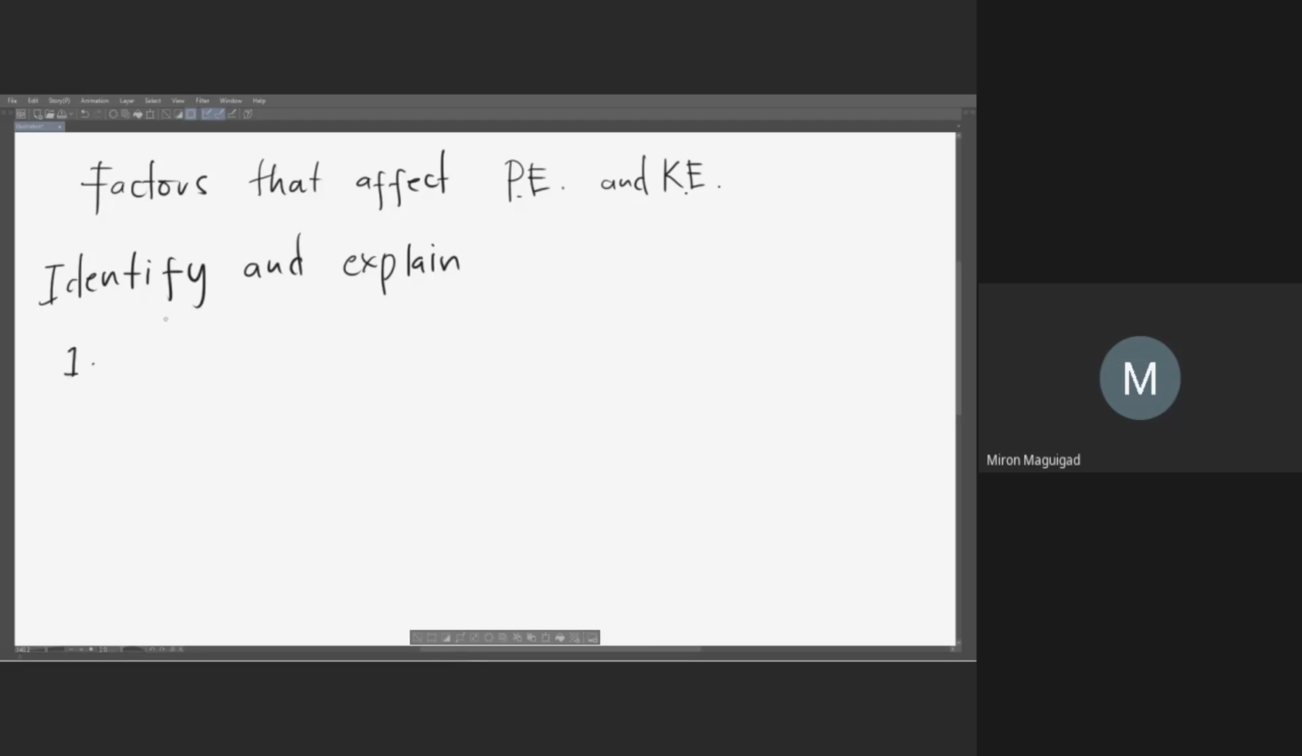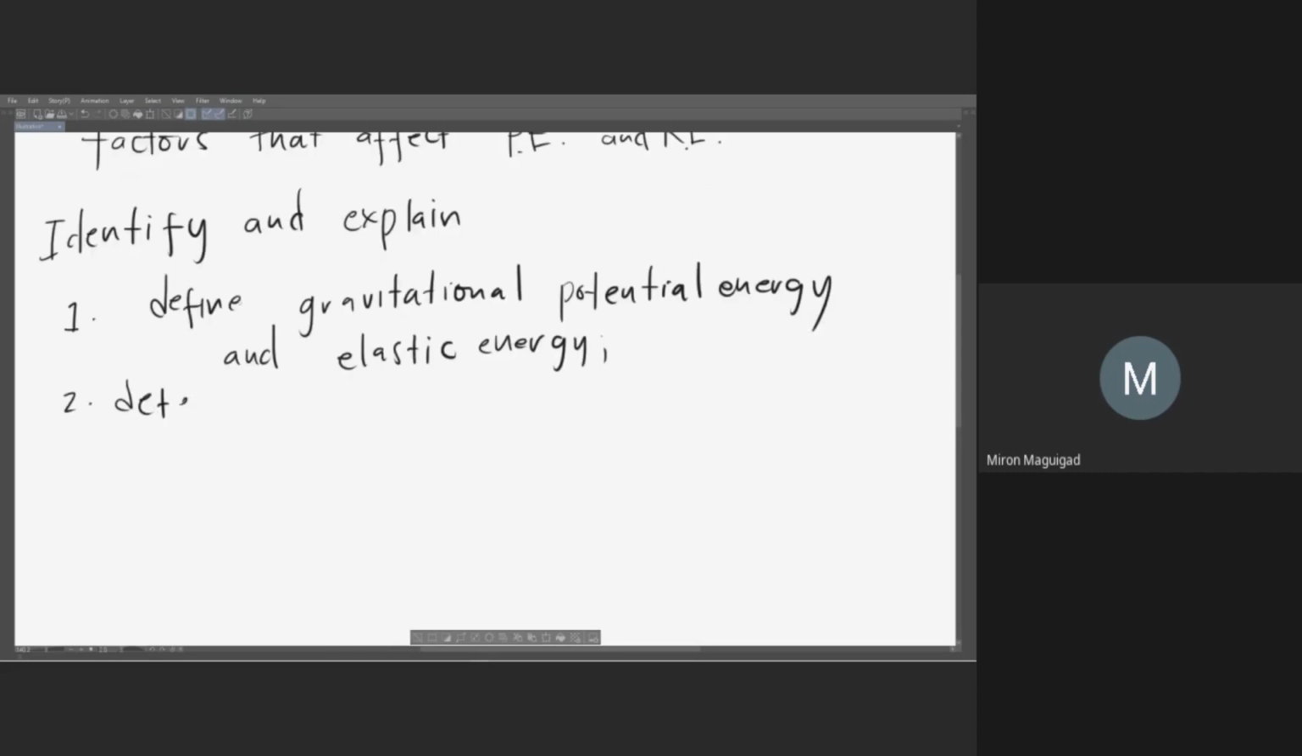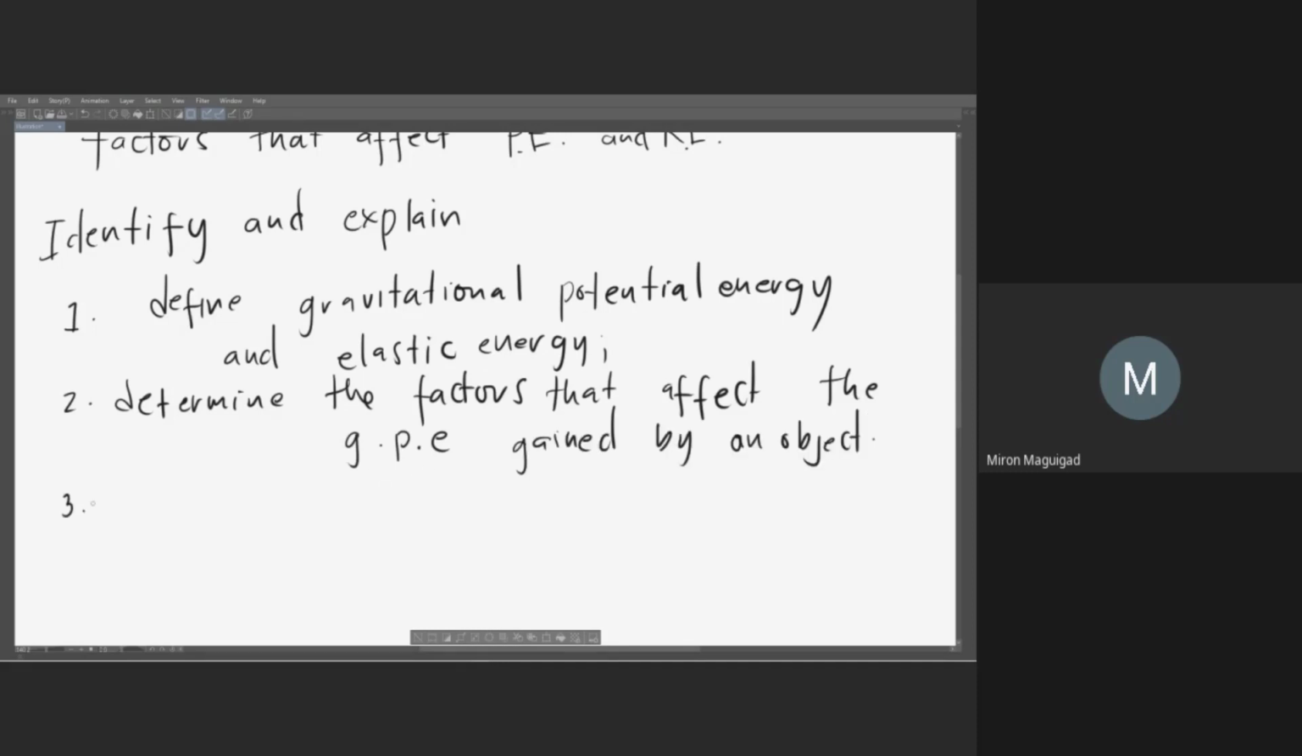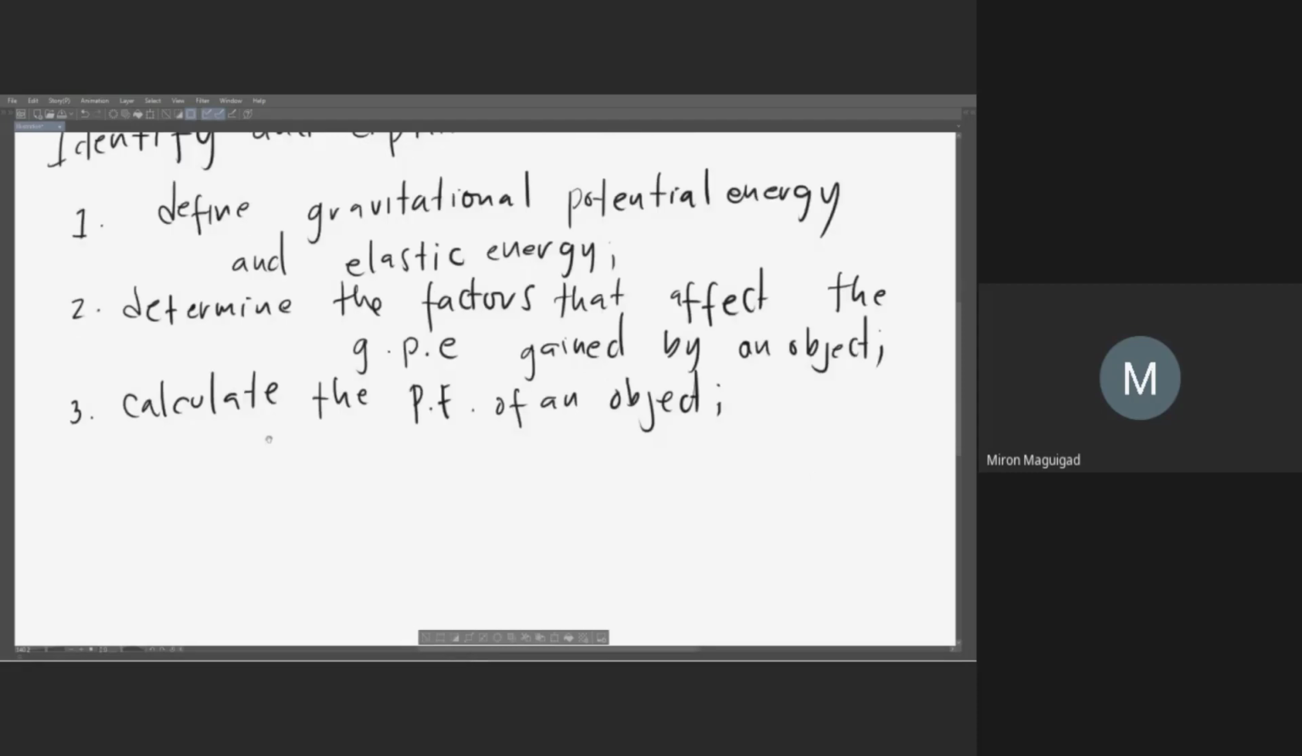Specifically, let us define gravitational potential energy and elastic energy. Number two, determine the factors that affect gravitational potential energy gained by an object. GPE means gravitational potential energy. Number three is to calculate potential energy of an object.